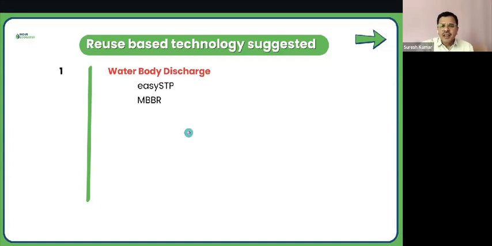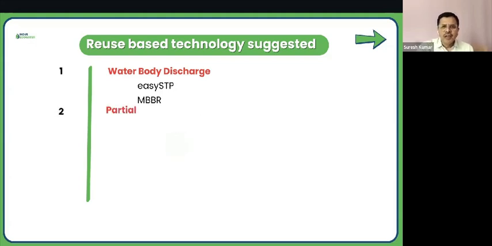Okay. easySTP, because it is very simple and the treated water goes into the drain, there is practically no need for having a dedicated operator for easySTP. And second option is MBBR. MBBR also requires very little, it does require little operation. It cannot run without operators, right? So one of these two technologies you should use if you are going to discharge this into a nearby drain or nala.